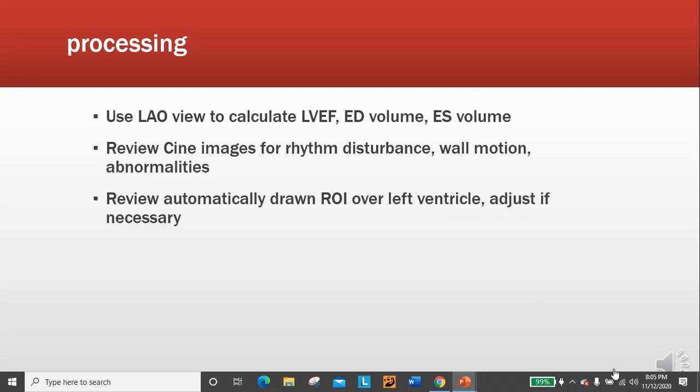Once we knew that we had a good LAO image, then we would move on to the left lateral and the anterior view. Once I obtained those views, I would go ahead and use the LAO view to calculate the left ventricular ejection fraction, the end diastolic volume, and the end systolic volume. I would then review the cine images for all of my views, looking for rhythm disturbance and wall motion abnormalities, and then review the automatically drawn region of interest over the left ventricle and adjust if necessary.